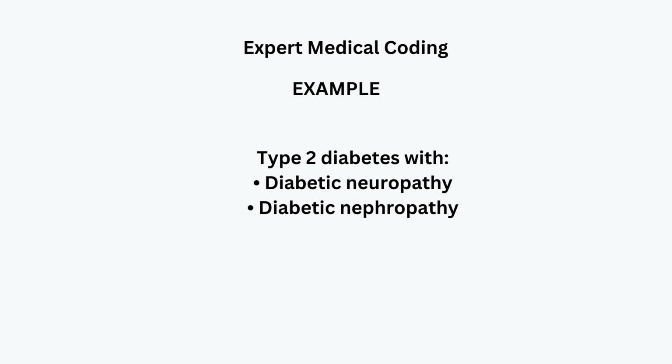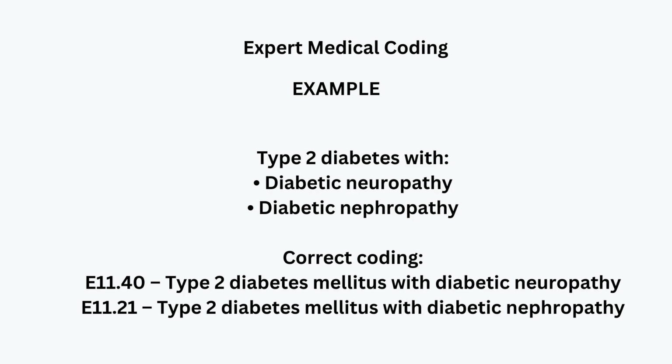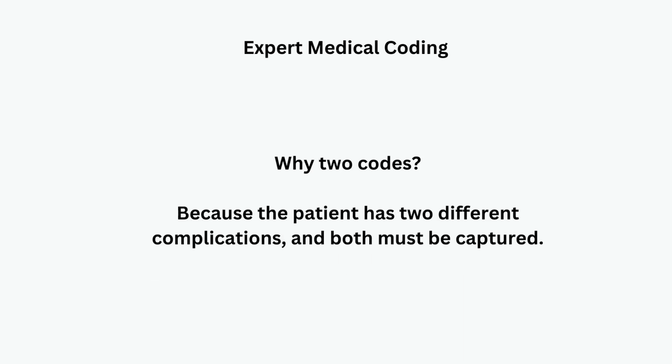Type 2 diabetes mellitus with diabetic neuropathy and diabetic nephropathy. So here the correct coding will be E11.40, type 2 diabetes mellitus with diabetic neuropathy, and E11.21, type 2 diabetes mellitus with diabetic nephropathy. Why two codes? Because the patient has two different complications and both must be captured.